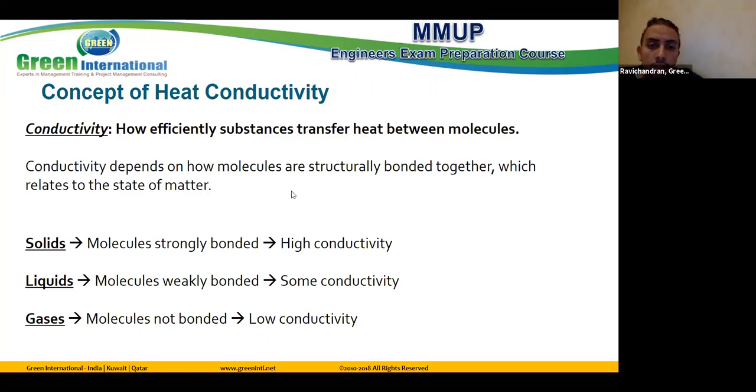It depends on the structure bonded together. When the bonds are strong, it means high conductivity, because conduction mainly happens through contact between one molecule and another. So when the molecules are strongly bonded, there is high conductivity. When the bonding structure is weak, we get low conductivity. So gradually, going from solid to liquid to gas, gas is the low conductive material.